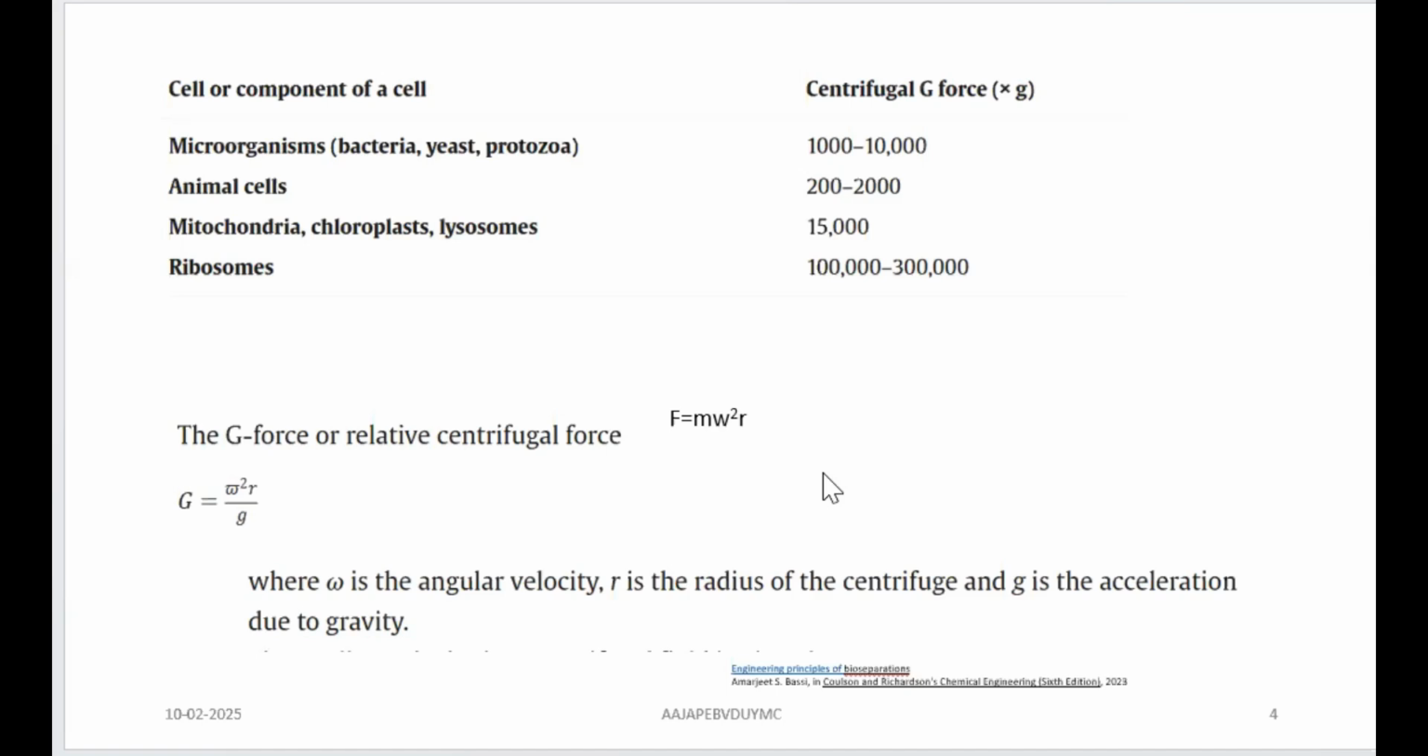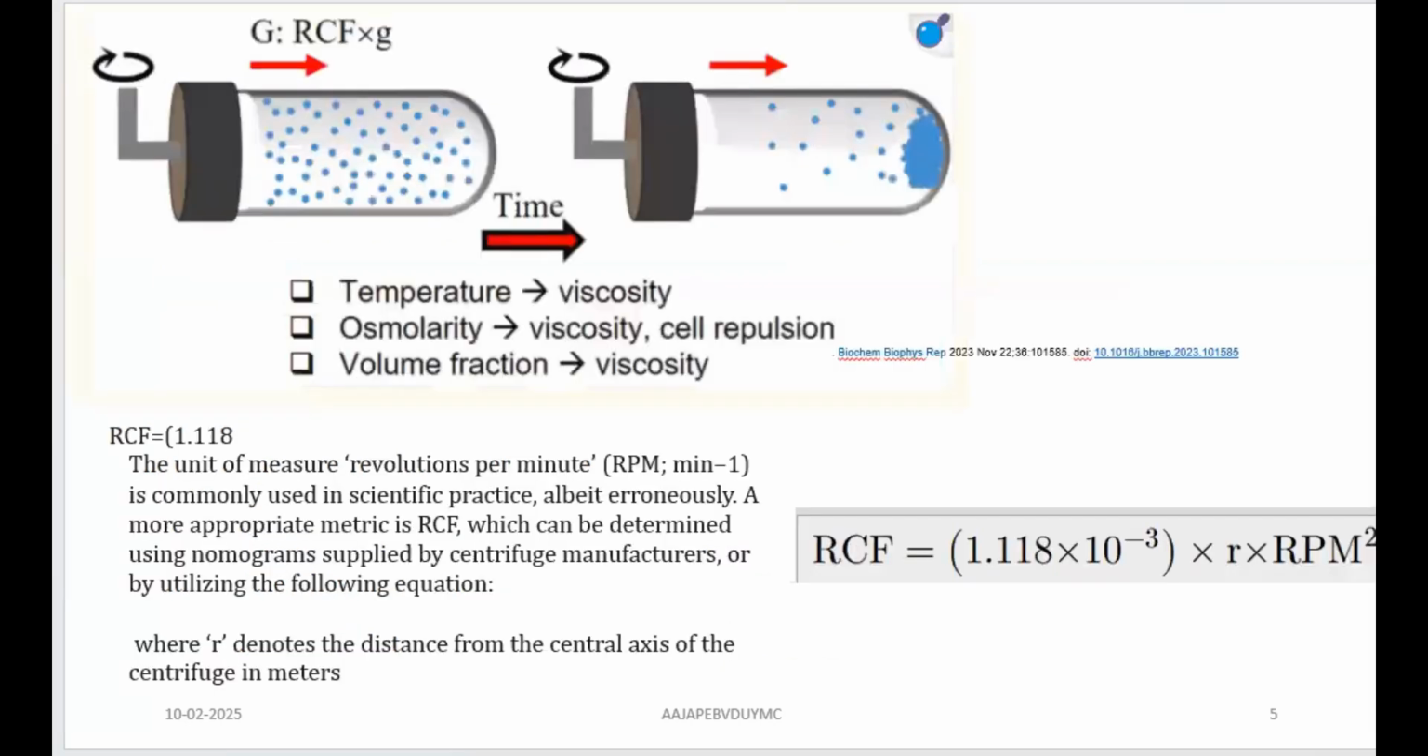So when we talk about the force, you can write this formula, or you can write this formula to describe centrifugal force. What is the variation? Here we take into consideration the value of G, and here you are talking in terms of mass, right? M omega square R. Now let's go to the next formula, that is RCF is equal to 1.118 into 10 raised to minus 3 into R into RPM square. That is how you are seeing the formula. What is this RCF? RCF stands for relative centrifugal field, right?